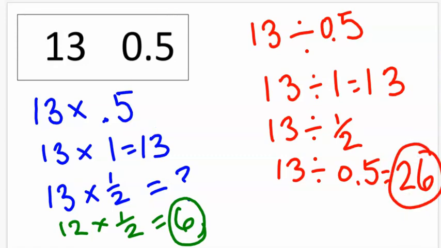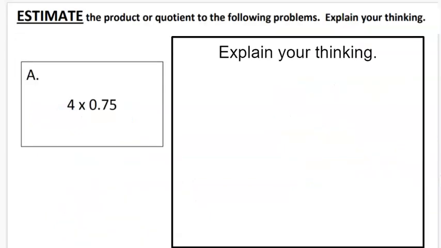Now, I have some for you to try on your own. Okay, in these following problems, you're going to either estimate the product or quotient of the following problems and explain your thinking. So you have to look at the problem to see whether it is multiplication or division. And so this one is multiplication. So 4 times 7,500. You can try these on your own and pause the video and then come back.